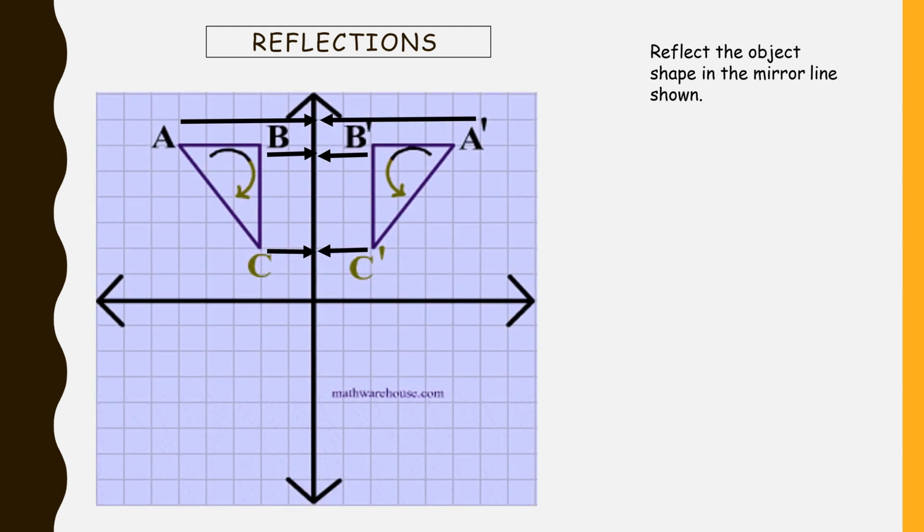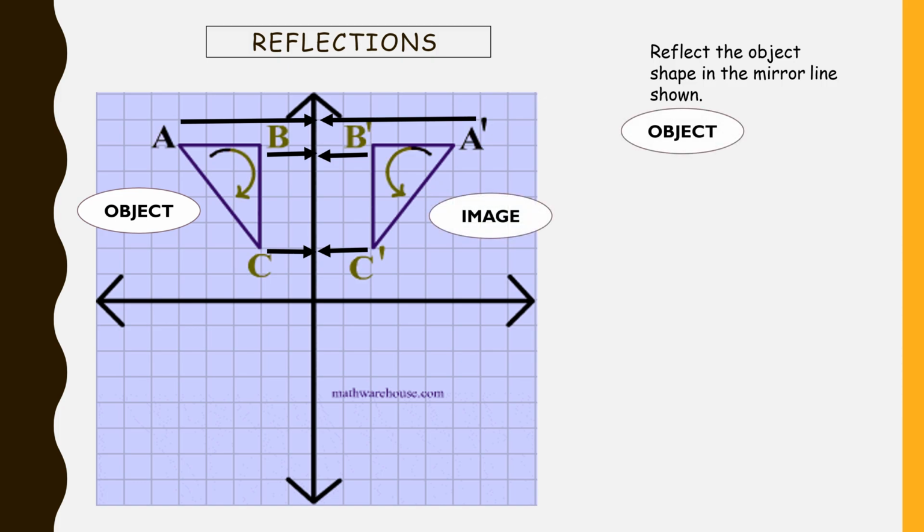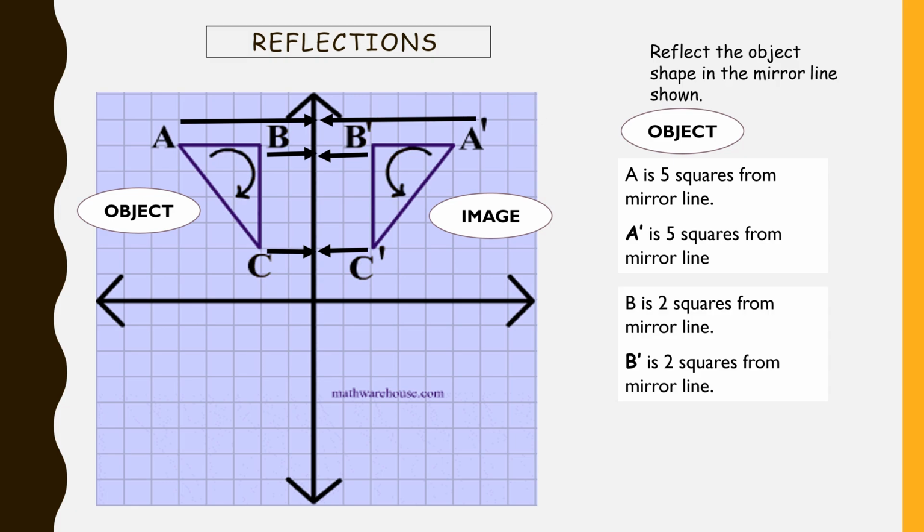So this is what I mean. We have the object shape in the mirror line shown to give the image, all right? And for the object, we have 3 vertices, A, B, and C. A is 5 squares from the mirror line, as you can see. The same also with the image. B is 2 squares from the mirror line. The same for the image. And C is 2 squares from the mirror line. It's the same for the image as well.